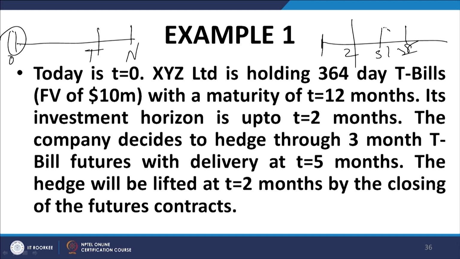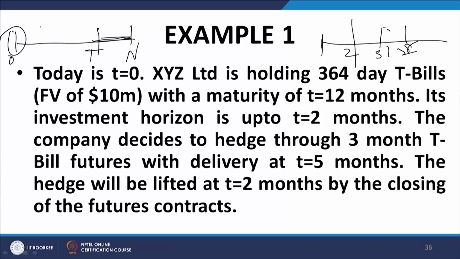Now, please note, the 3-month period is this period. Between t and n is 3 months, not between 0 and t. 0 and t can be different. 0 and t need not necessarily be 3 months. Here it is 5 months. The delivery is after 5 months. But at 5 months, what I will get is a T-bill which matures in 3 months from 5 months, that is at t equal to 8 months. This is important.